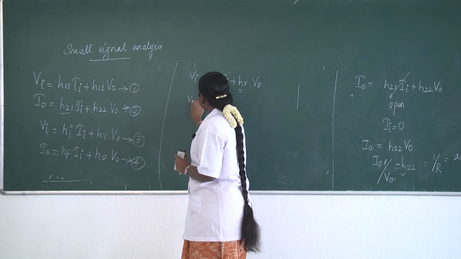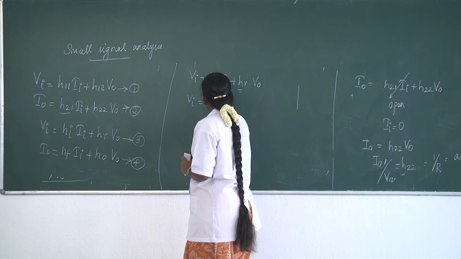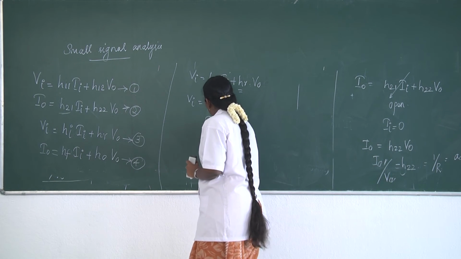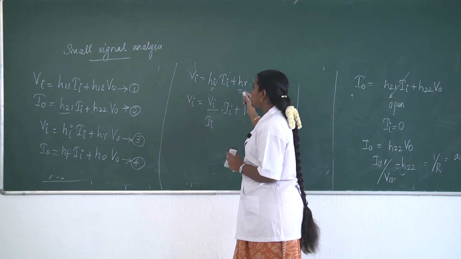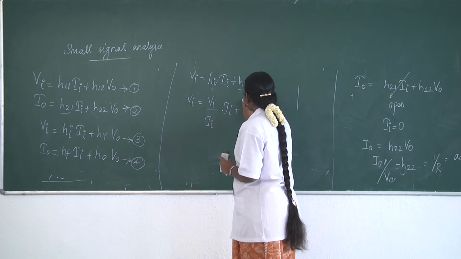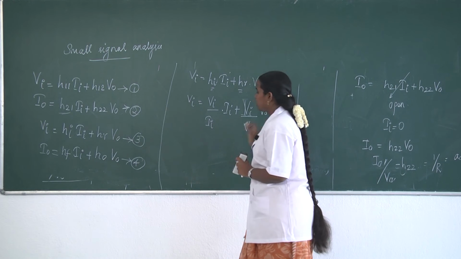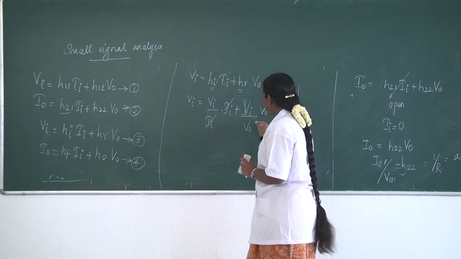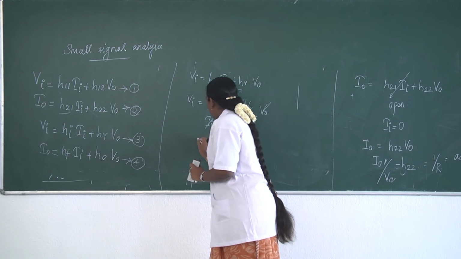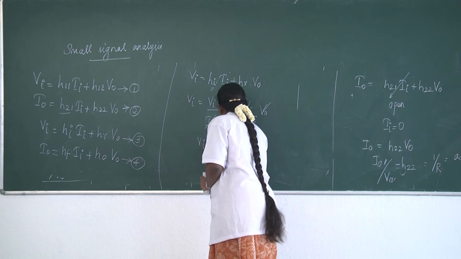So now see, Vi is equal to Hi, which is nothing but Vi divided by Ii, into Ii, plus Hr. The Hr term is nothing but V input divided by V0, into V0. Now can I cancel it out? Ii and Ii get cancelled, and here V0 and V0 get cancelled. So I will automatically get the equation as Vi is equal to Vi plus Vi.